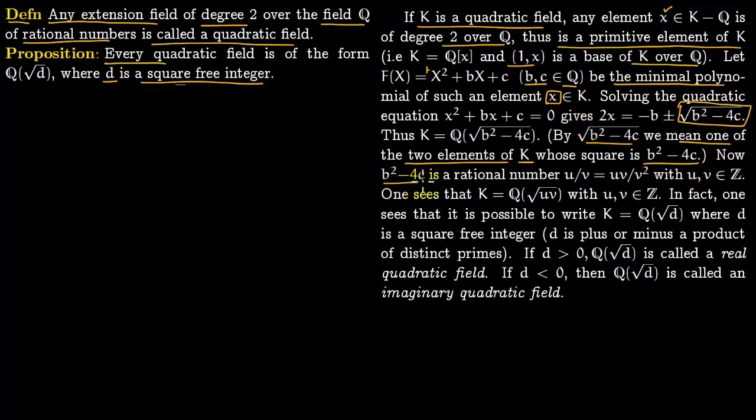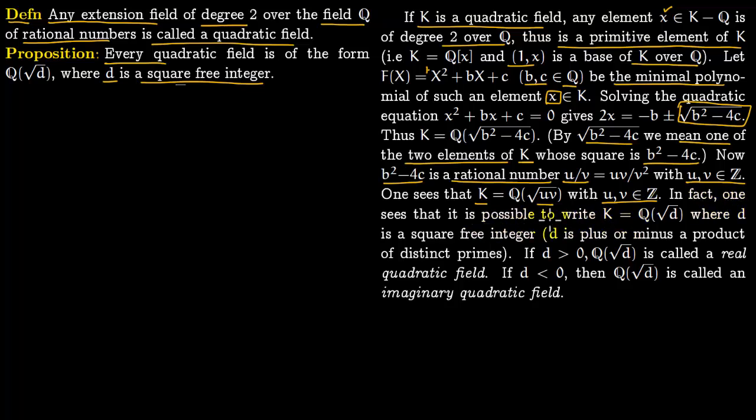Now b square minus 4c by itself is a rational number, precisely because b and c are rationals. Since it's a rational number, you can write it in the form u by v. We will again rewrite it as uv divided by v square, precisely because there is a square here and we can take this out of the square root, with u and v as integers. Then you can see that K is just the rationals adjoined with the square root of uv, because it is the square root of b square minus 4c, and we are saying b square minus 4c is u by v, which is uv by v square. So this v would come out and get absorbed in the rationals. The only thing we are left with is the square root of uv, where u and v are integers.